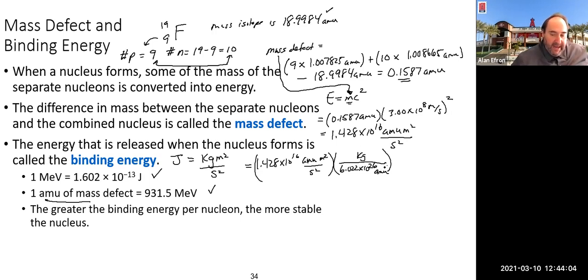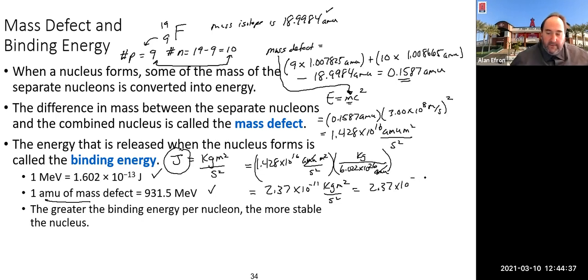What that will do is cancel out my AMU, and that will leave me with 1.428 times 10 to the 16 divided by 6.022 times 10 to the 26, which gives me 2.37 times 10 to the minus 11. Units would now be kilograms meter squared per second squared, and now that is a joule, and that basically is joules at this particular point.